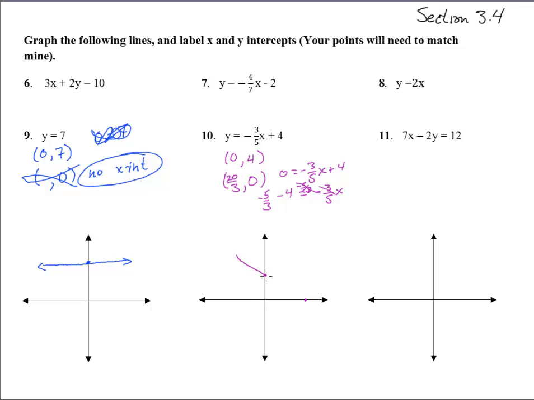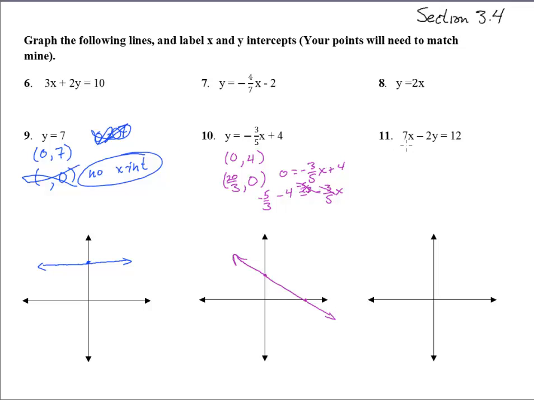And good. Not bad at all. Goes through the second, first, and fourth quadrant, slants downward to the right, has positive x-intercept, positive y-intercept. Good, we know everything about it.